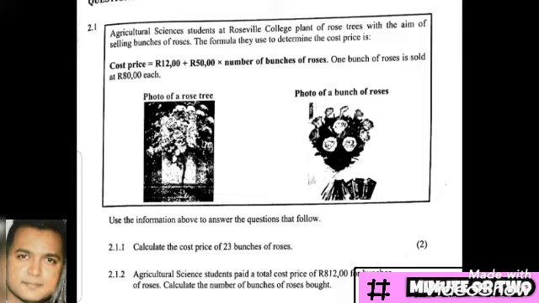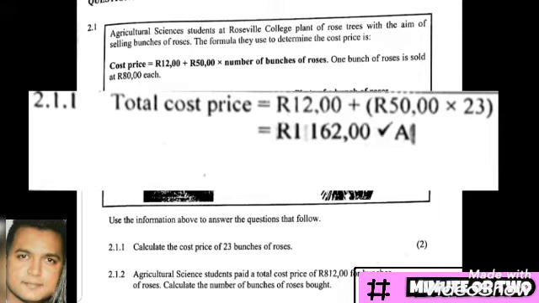So 2.1.1, we have calculate the cost price of 23 bunches of roses. Now we know that our focus in this question is on the cost price, so we'll use the cost price information given to us. Remember that the formula for the cost price was 12 Rand plus 50 Rand times the number of bunches of roses. Now we know in the question they've given us 23 bunches of roses. So all we need to do is substitute that 23 into that formula, 12 Rand plus 50 Rand times 23, and we'd arrive at our answer, which is 1,162 Rands.